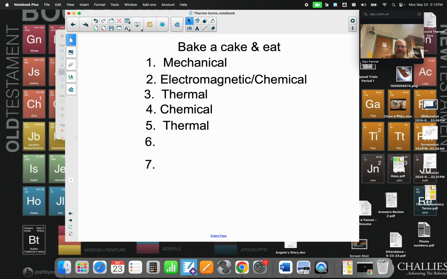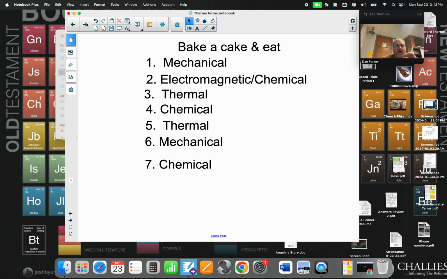We're going to cut the cake. We're going to serve the cake. You're going to take it and put it in your mouth, chew it up. All of those are mechanical. And then you swallow it, it goes in your stomach, and breaks it down. The last step would be chemical. So those would be the 5 steps we go through to bake and eat a cake.